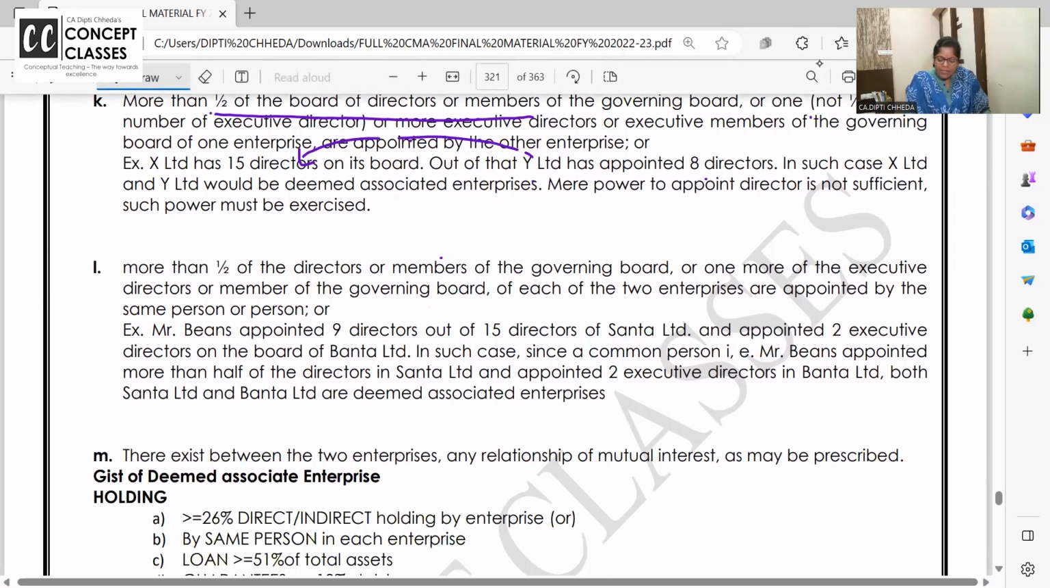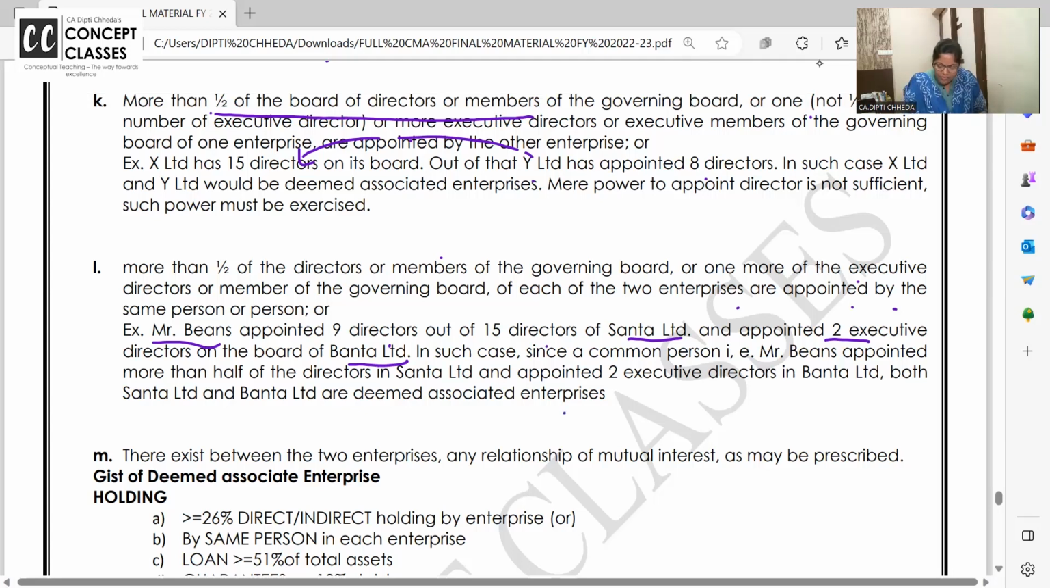Now, more than half of the directors or one or more executive directors of each of the two companies are appointed by a third person. His name is Mr. Beans. Mr. Beans is appointing 9 directors out of 15 in Santa Limited and 2 executive directors or more than 50% of the directors in Banta Limited. Then these two will become what? Associate enterprises.